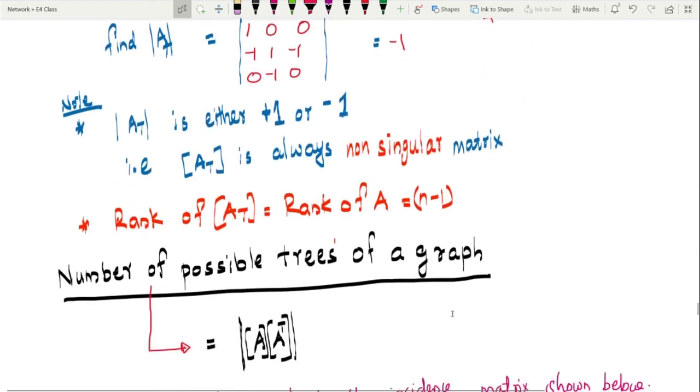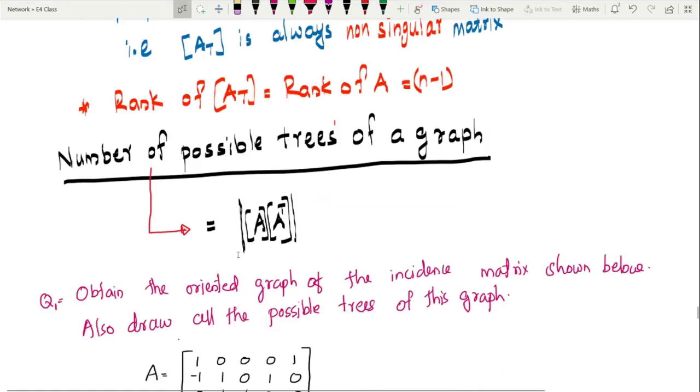Now let's see the relationship between the number of possible trees of a graph and the reduced incident matrix. So this is the relationship. If we find the determinant of the product of A and A transpose, that gives the number of possible trees of a graph. This is very, very important. So let's see this relationship with the help of a problem.